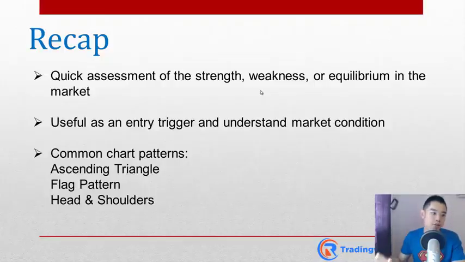So with that said, a recap of what chart patterns do. Number one, they give a quick assessment of the strength, weakness, or equilibrium in the market. They are useful as an entry trigger and to understand market conditions. For example, as we shared earlier, head and shoulders is telling you that the buyers are getting weak. The ascending triangle pattern is telling you that the buyers are getting stronger because they are willing to buy at these higher prices. So it's useful to help you understand the current market condition.